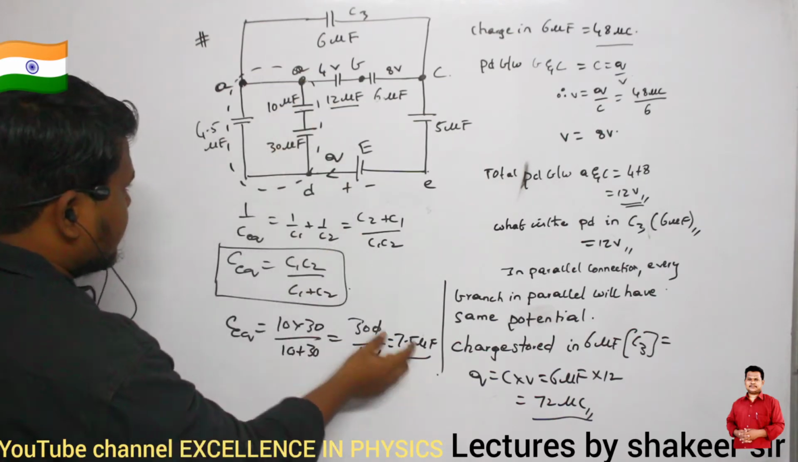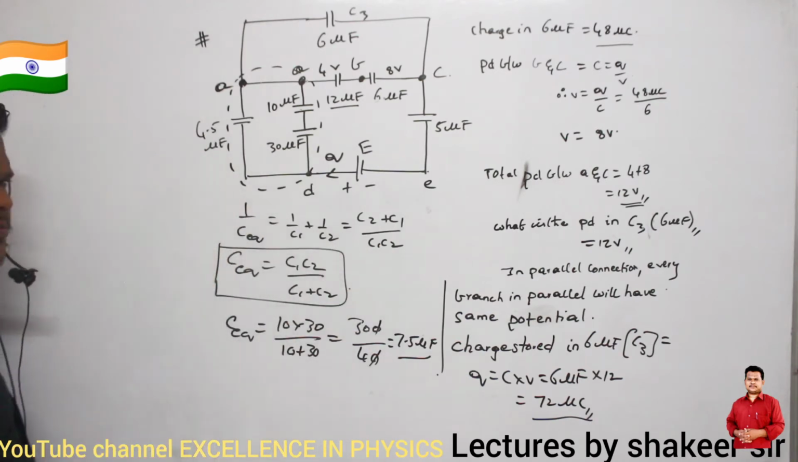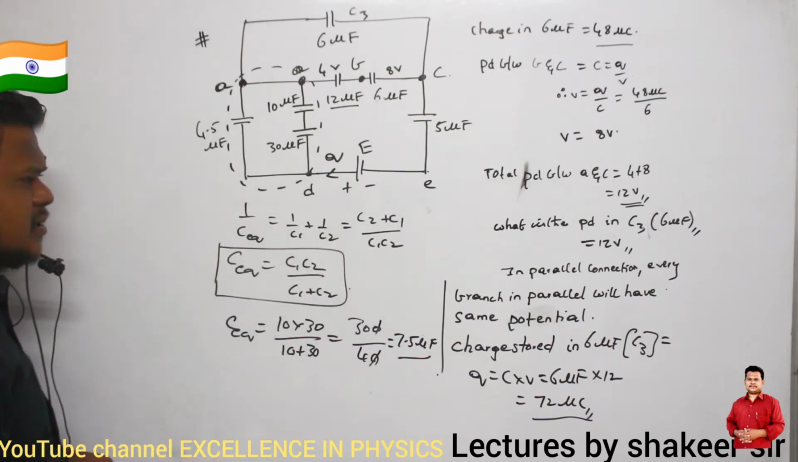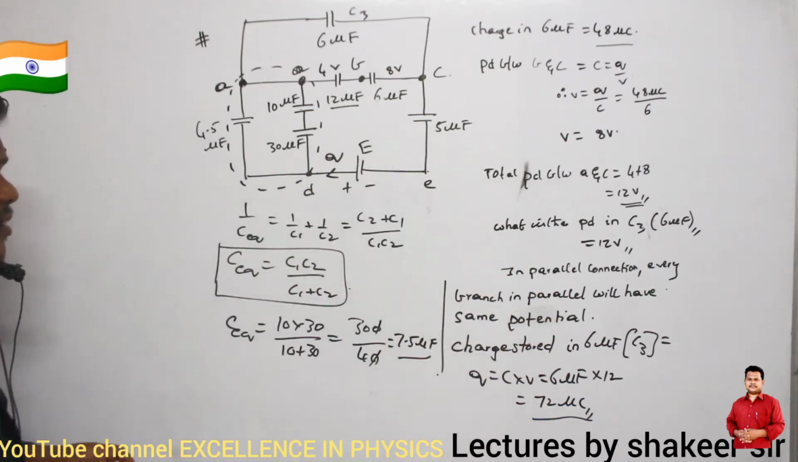This is 7.5, this is 4.5. They are in parallel, no? So therefore 7.5 plus 4.5 is how much? 12 microfarads. Clear, no? So first of all make a note up to here, then I will try to draw a new diagram. Come on.